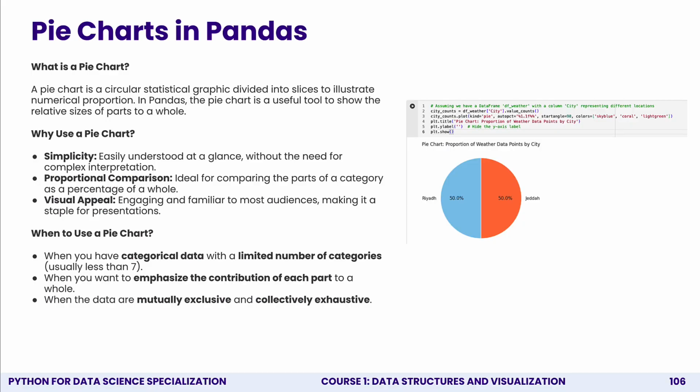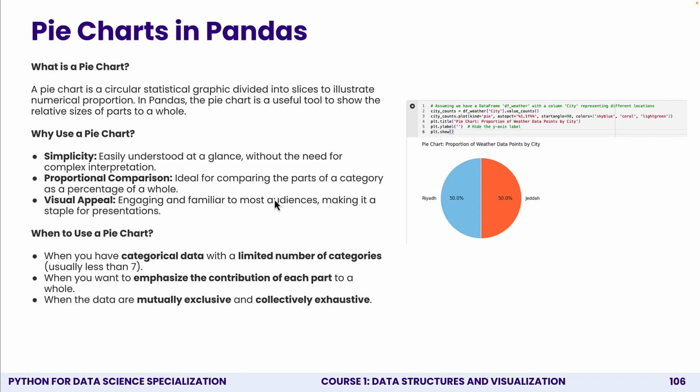Okay, so the pie chart is a circular statistical graph to illustrate numerical proportions. We can use it to check the proportion of data in a data set. For example, in the data set that I'm using, the DF data frame of the weather, I have 50% of the data coming from Riyadh and 50% coming from the city of Jeddah. Here we use the plot kind equal to pie. But you have to be careful about what data you are providing. We are providing the value counts of the city data in the data set.